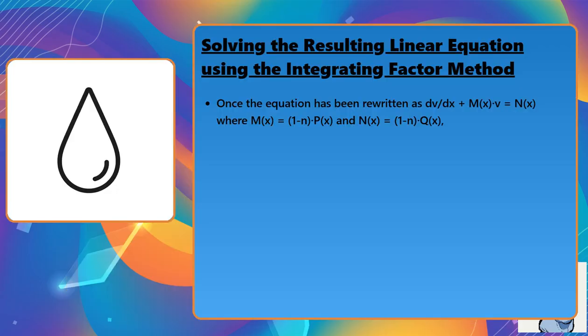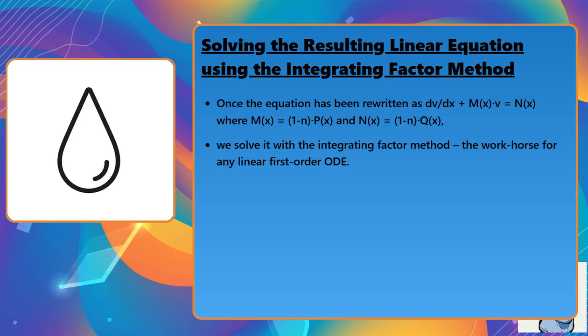Once the equation has been rewritten as dv/dx + m(x) v = n(x), where m(x) equals (1 minus n) times p(x), and n(x) equals (1 minus n) times q(x), we solve it with the integrating factor method, the workhorse for any linear first-order ODE. The integrating factor mu(x) is defined as mu(x) equals the exponential of the integral of m(x) with respect to x.